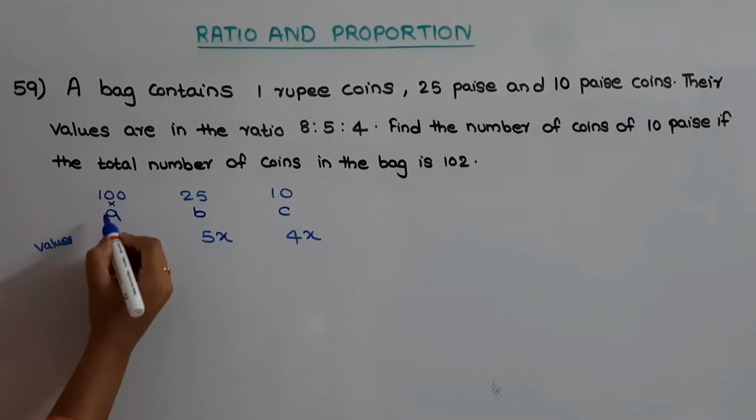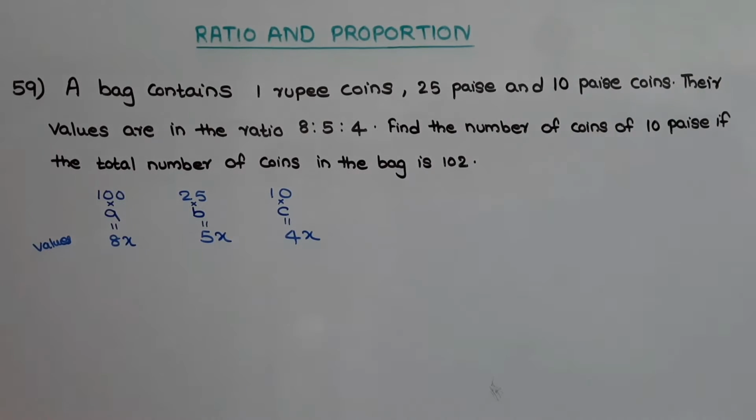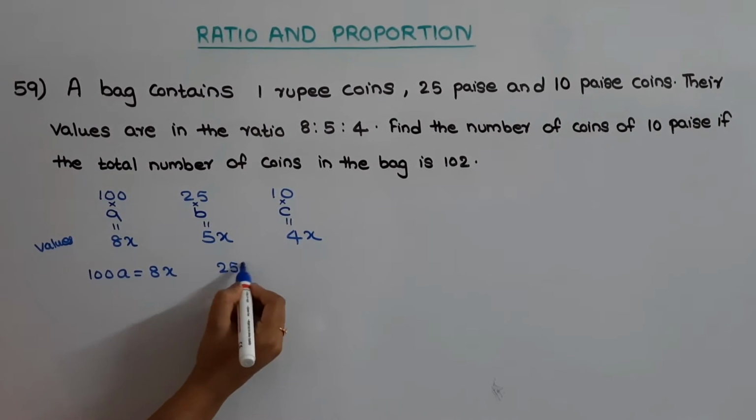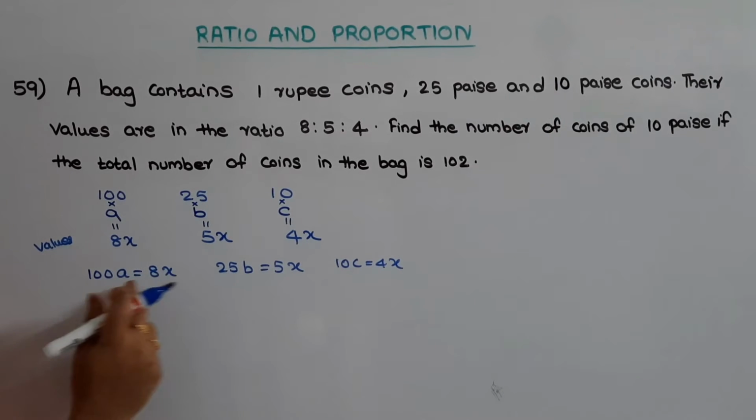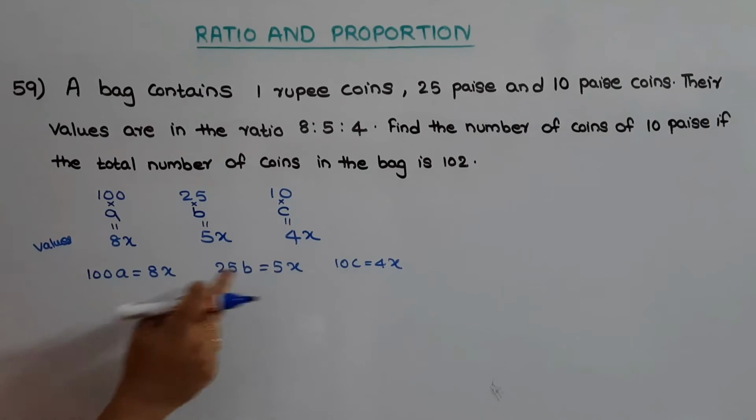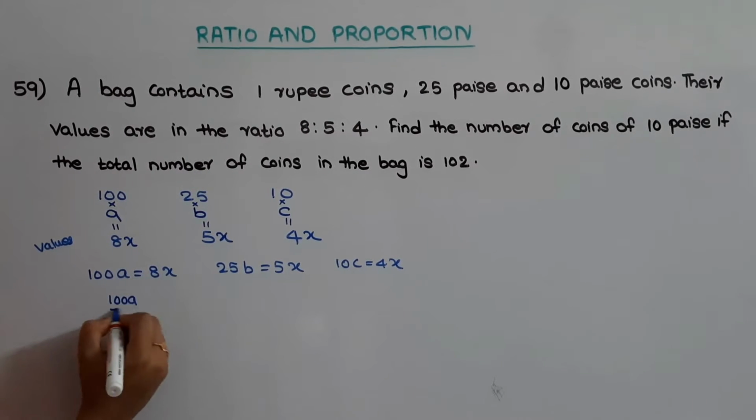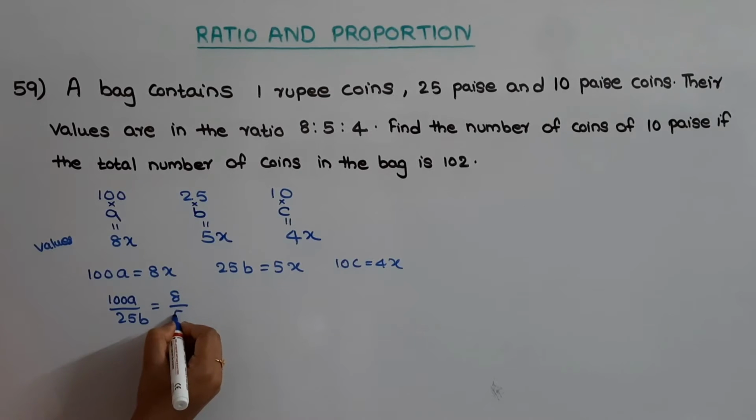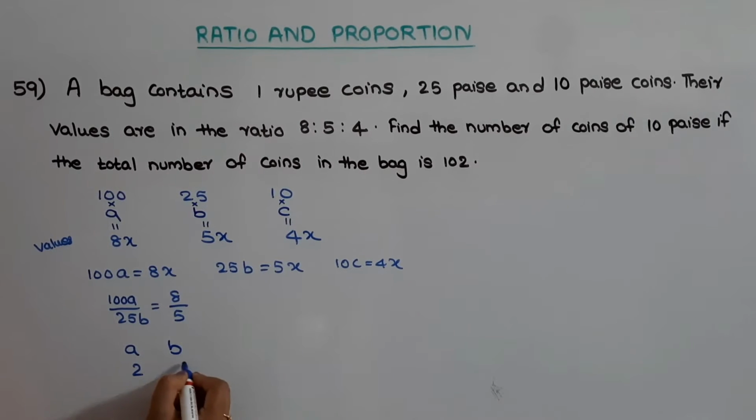Which means 100 into A is equal to 8x, 25 into B is equal to 5x, and 10 into C is equal to 4x. So 100A is equal to 8x, 25B is equal to 5x and 10C is equal to 4x. Now we have three equations. On dividing the first and second equations on both sides, we will get the ratio of A and B. 100A by 25B is equal to 8x by 5x. x gets cancelled. On solving this, we get the ratio of A and B as 2:5.